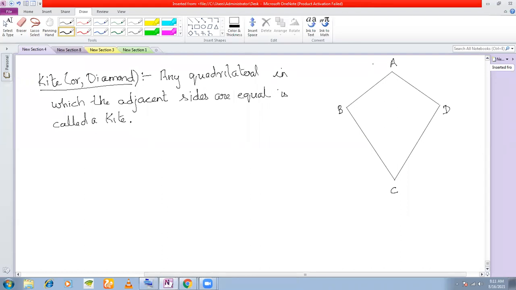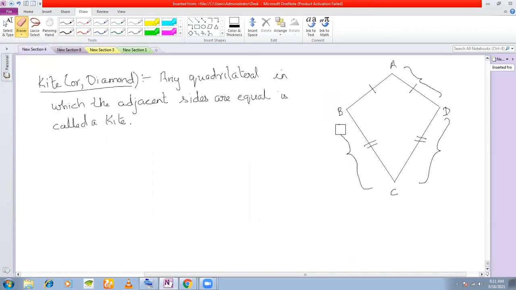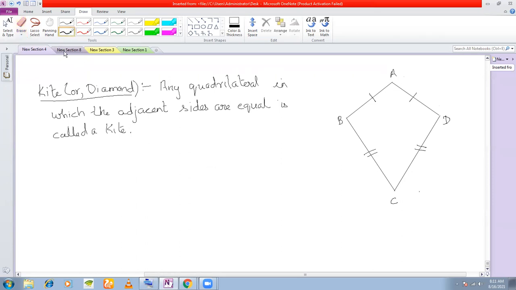So if you see this side and this side are adjacent, right? So these two sides must be equal in a kite. Also, you see that this side and this side are adjacent, so they must also be equal. Okay, this is the definition of a kite. So any quadrilateral in which the adjacent sides are equal is called a kite. Okay, so this ABCD is a kite.